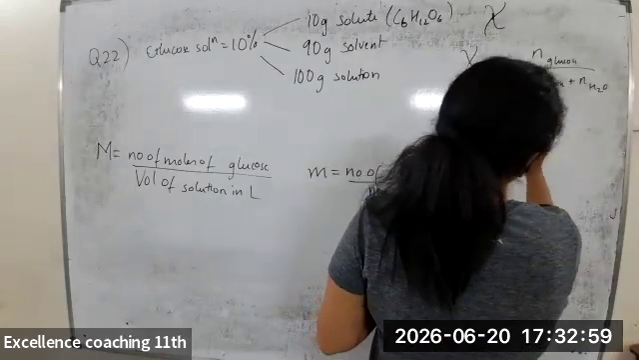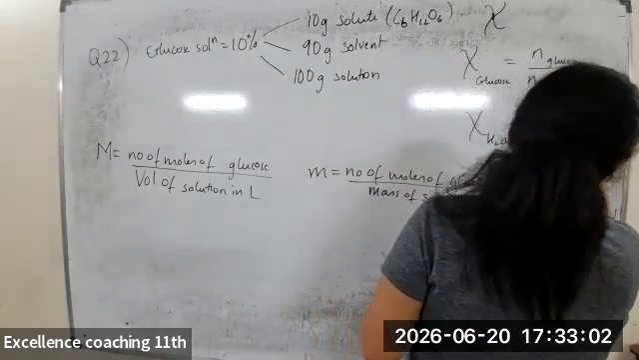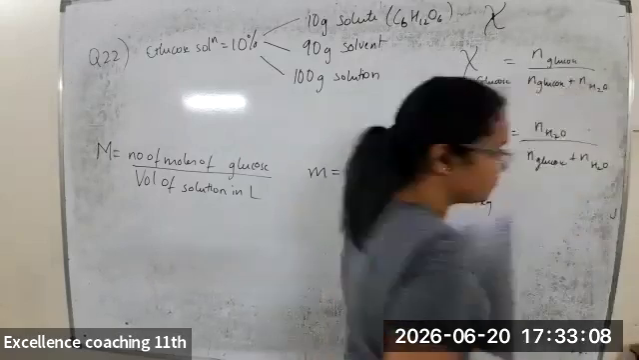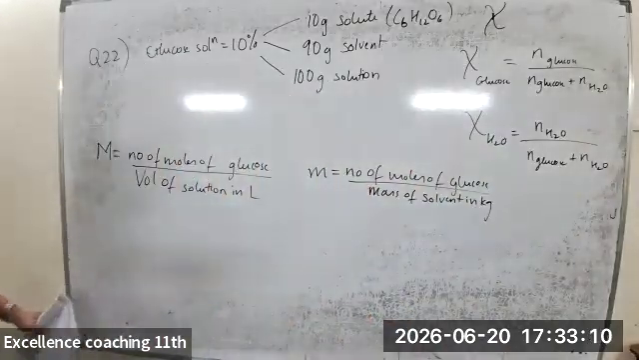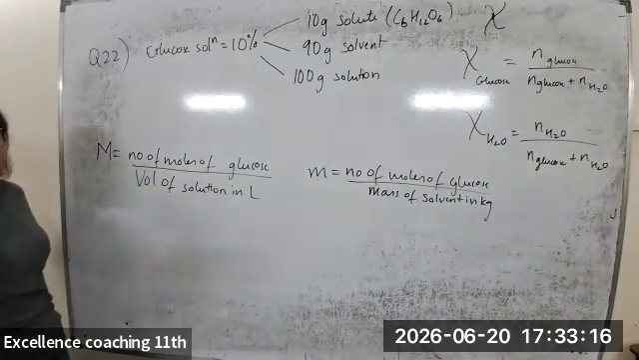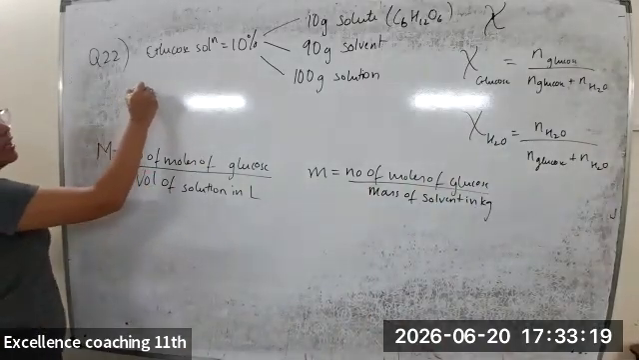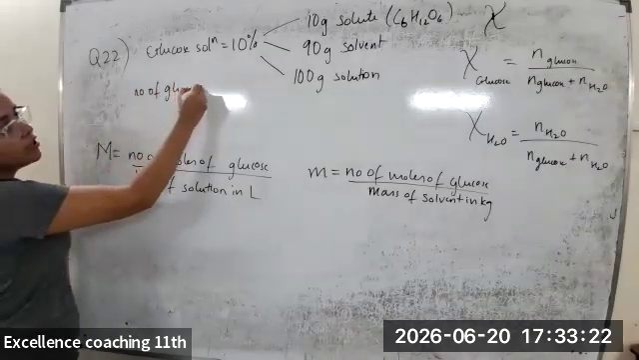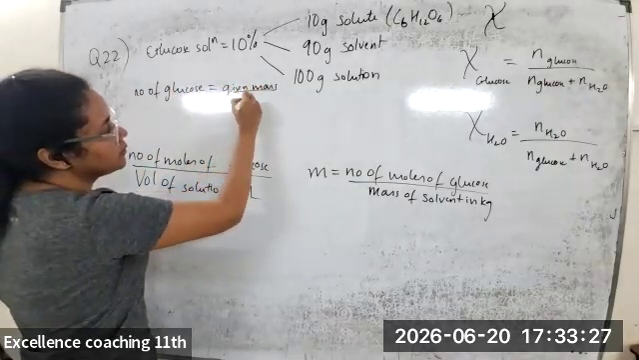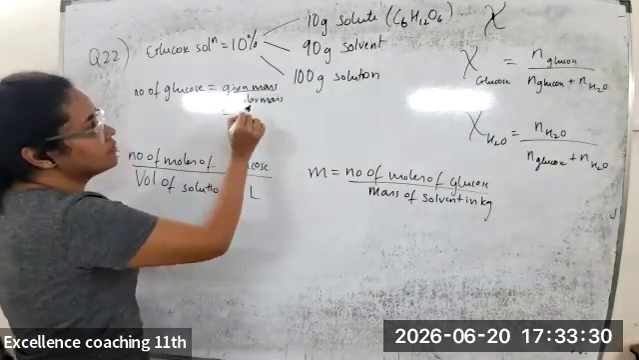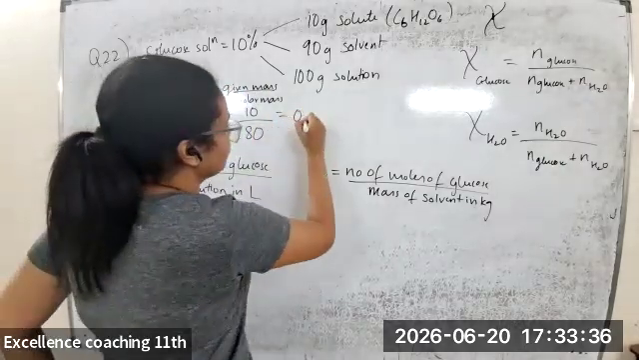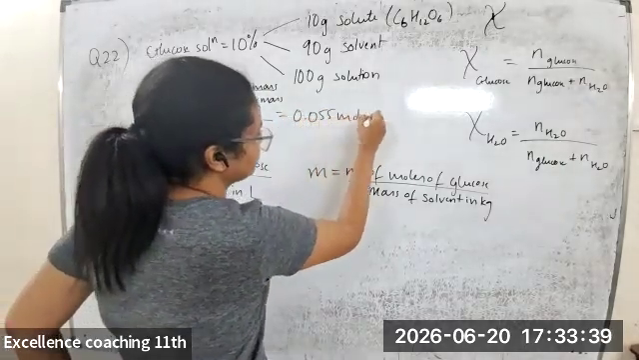Next will be of water. That will be number of moles of water upon number of moles of glucose plus number of moles of water. Now done. So now you have to check what things you require. First, we require number of moles of glucose. So how will we find number of moles of glucose? Number of moles of glucose will be equal to given mass upon molar mass. So that will be 10 upon 180. That will come to 0.055 moles.